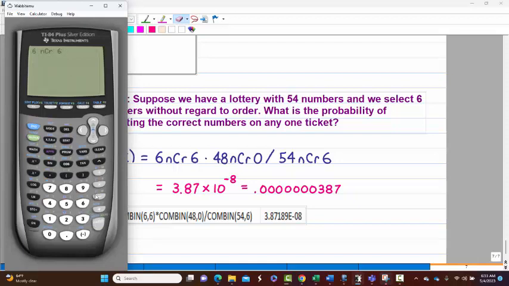So, times 48 NCR 0, divided by 54 NCR 6.